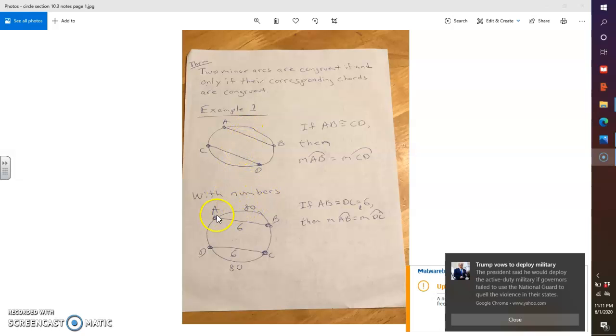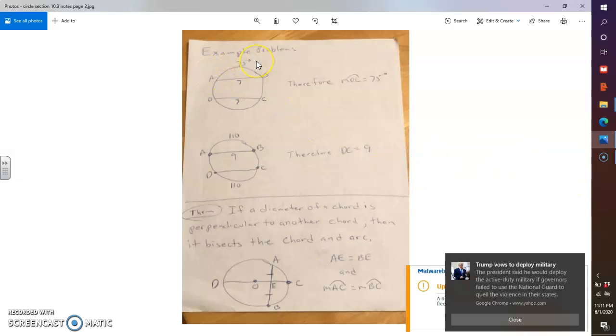So if we look at that with numbers, if arc AB is 80 and arc DC is 80, that means chord DC and AB have to be congruent, or vice versa. If AB is congruent to DC, then the measures of the arcs also have to be congruent. And then what an example problem would look like is something like this. If the chords are congruent, we know that arc DC has got to be equal to arc AB. Here, the arcs are congruent, so therefore chord AB is 9, therefore chord DC has to be 9.